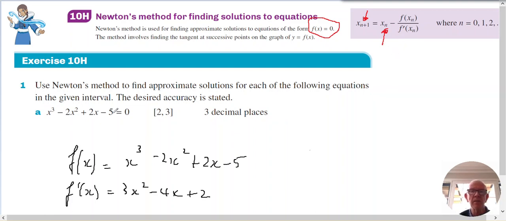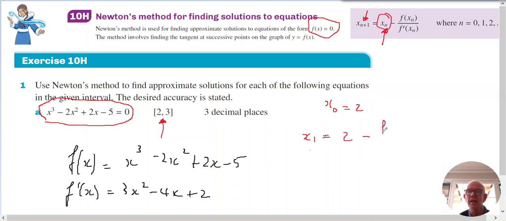And what they're asking me to do is to find when this is equal to 0 to 3 decimal places. And this is the region that they're telling me the answer lies. So it doesn't matter where I start, but if I start with, say, x0 equals 2, then x1 will equal, using this rule, the old x, so 2 minus f of 2 over f dash of 2, which will give me an answer for x1.